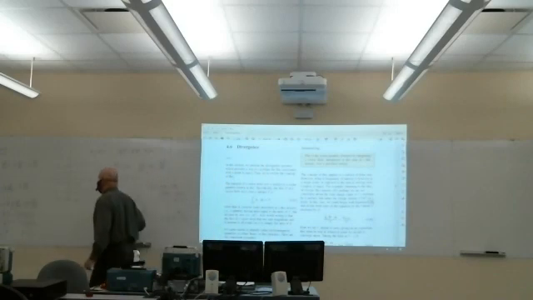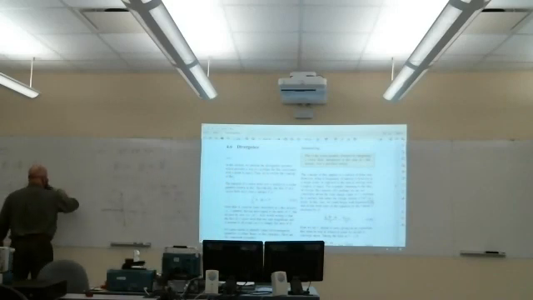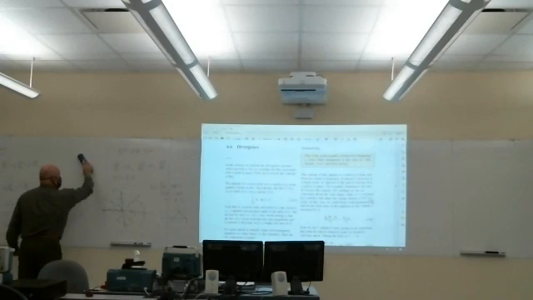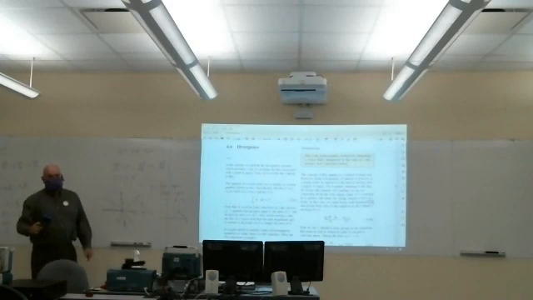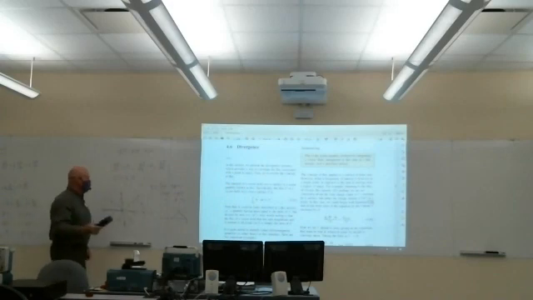Divergence. Now, divergence does just the opposite. It's an operation we do on a vector field to get a corresponding scalar field.